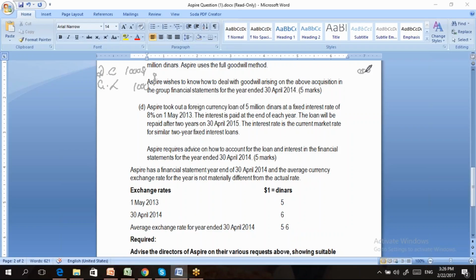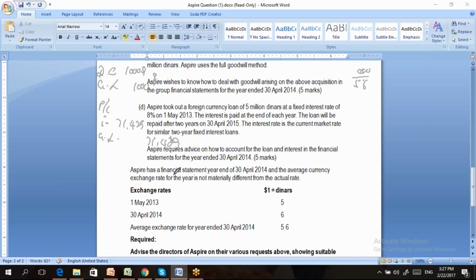So we will debit P&L interest 400,000. We will take the 5.6 rate and convert it. So 400,000 at 5.6 is 71,429. Credit liability 71,429. That's the interest, the 400,000 converted at the average. Income and expenses are always converted at the average.